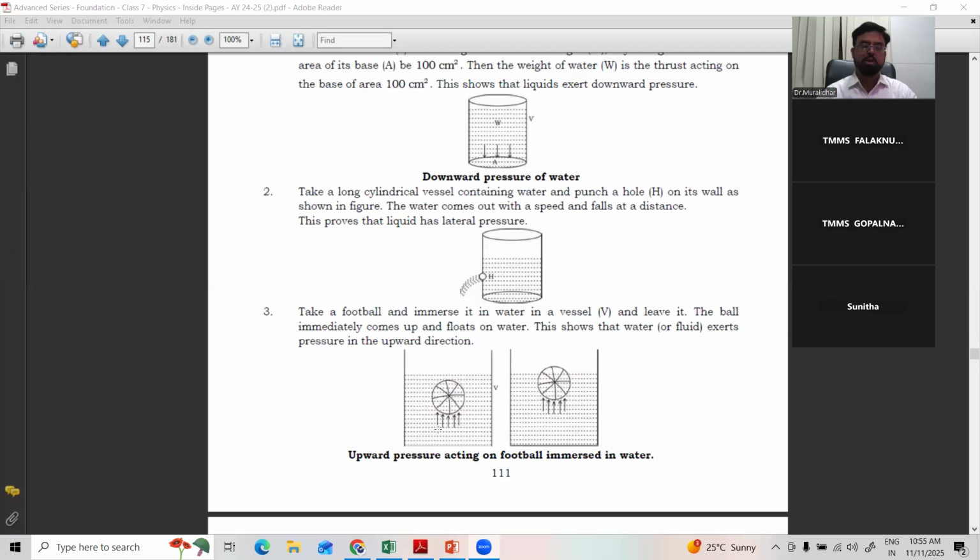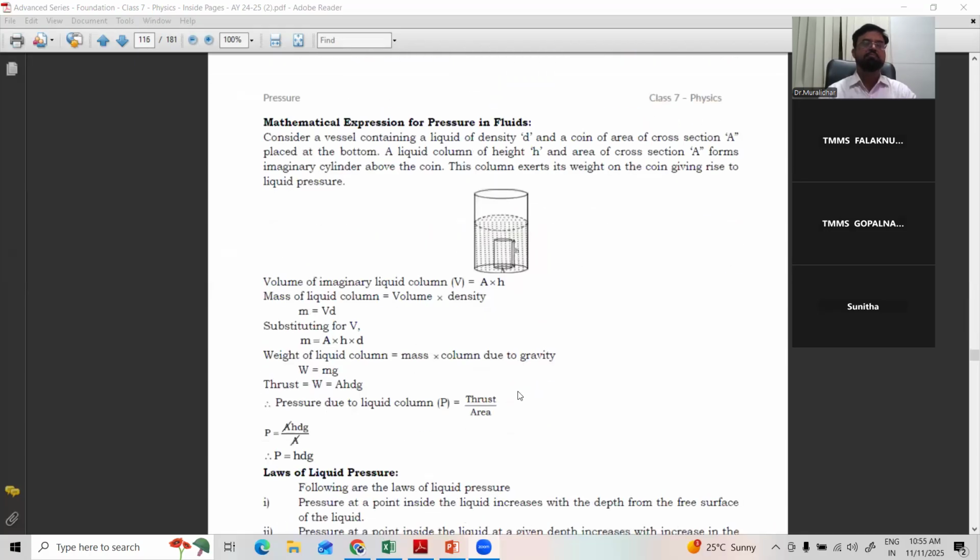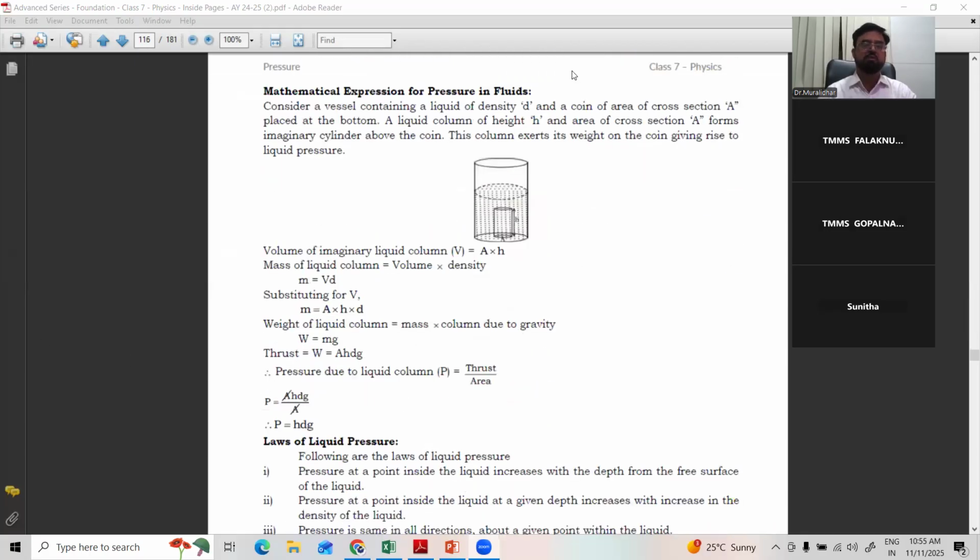See, upward pressure is very important here. Because of that, the upward pressure of the liquid is also called upthrust. Okay. So you can see the mathematical expression for pressure in liquids. Consider a vessel containing a liquid of density D and a coin of area of cross section A.